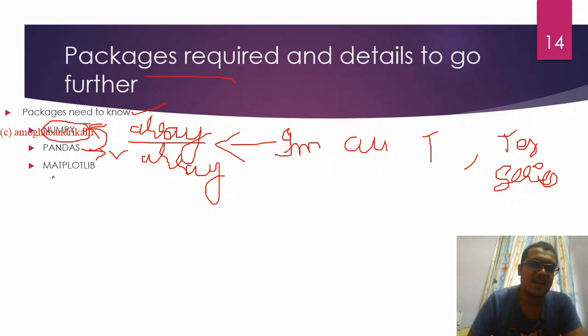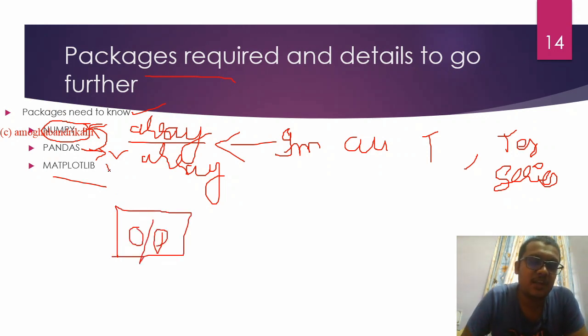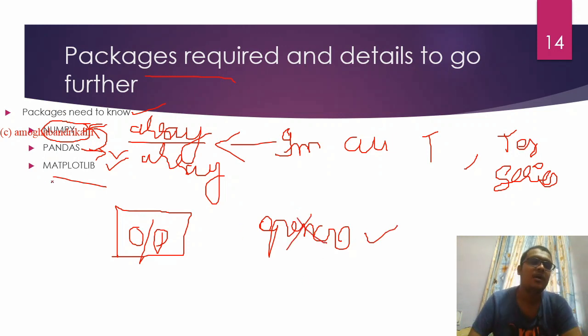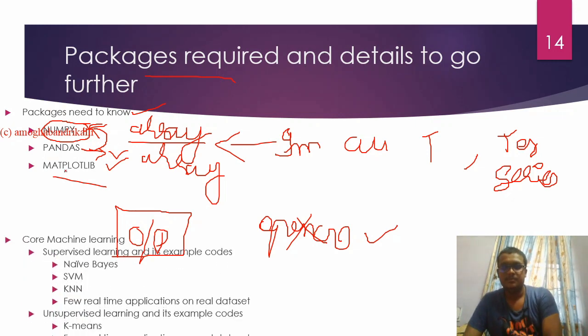The next one is Matplotlib. Whenever you have any scenario, it should be output. For outputting, we use Matplotlib. You can use OpenCV also for seeing an output, but OpenCV offers many kinds of examples, which we can see further. So the first things are NumPy, Pandas, and Matplotlib.